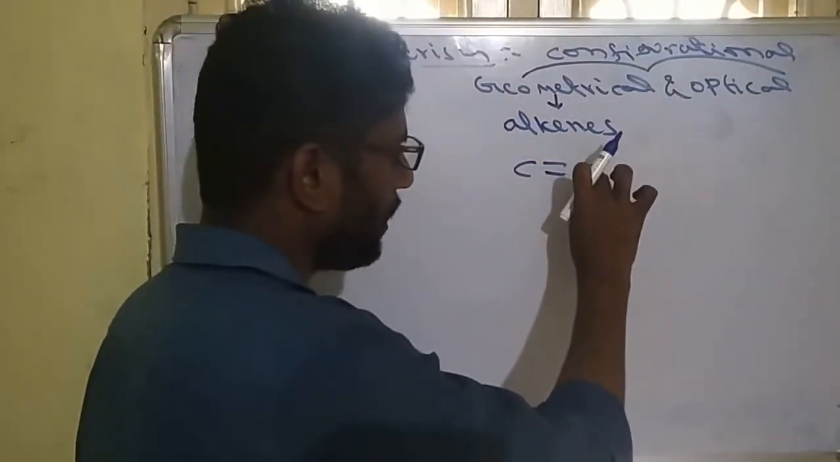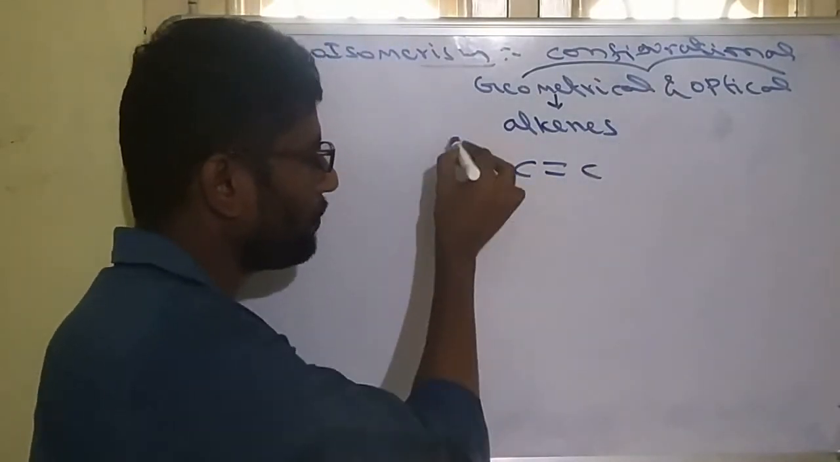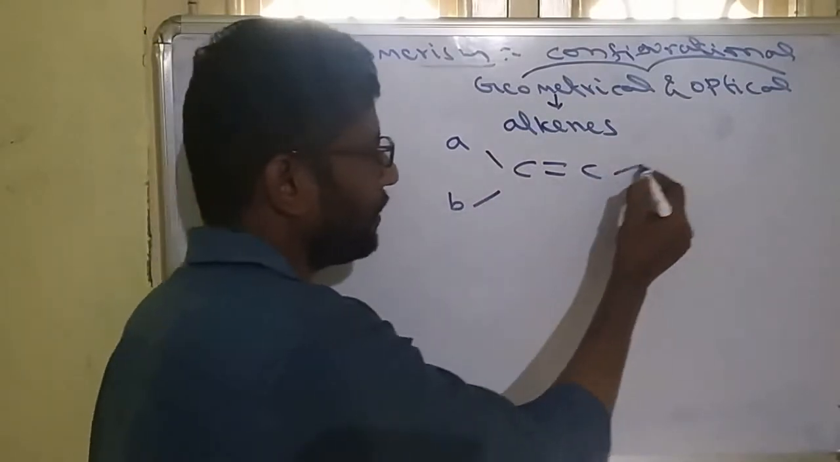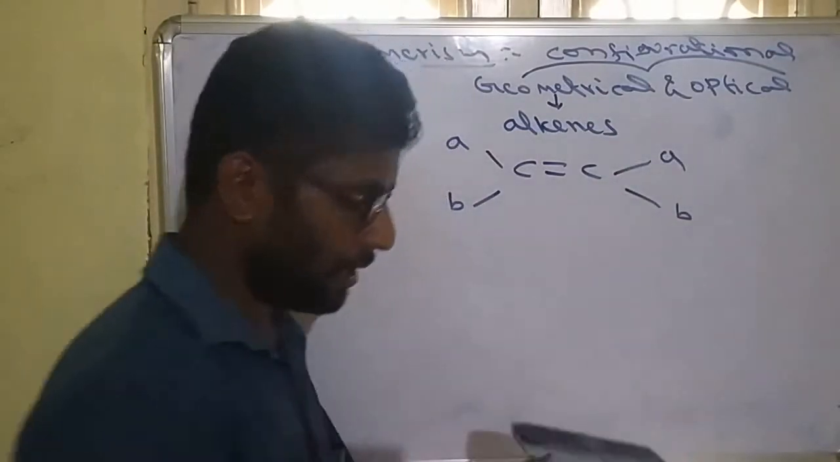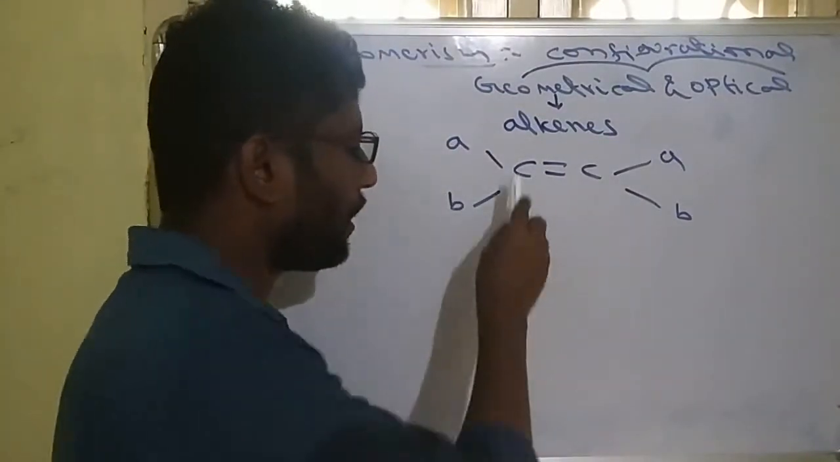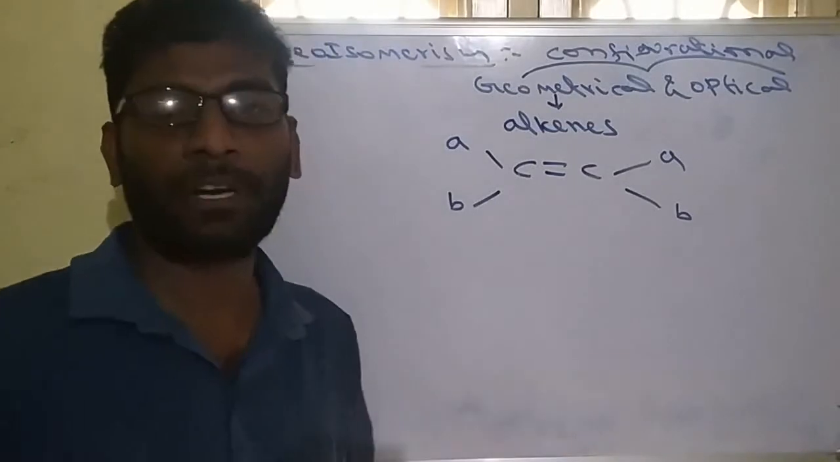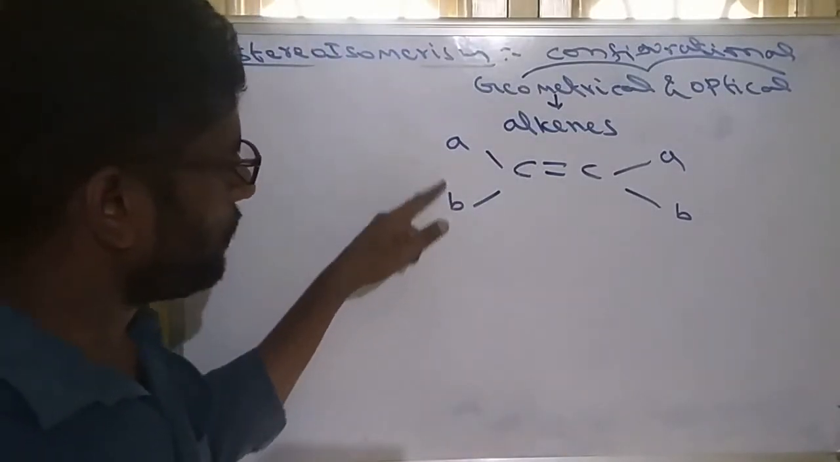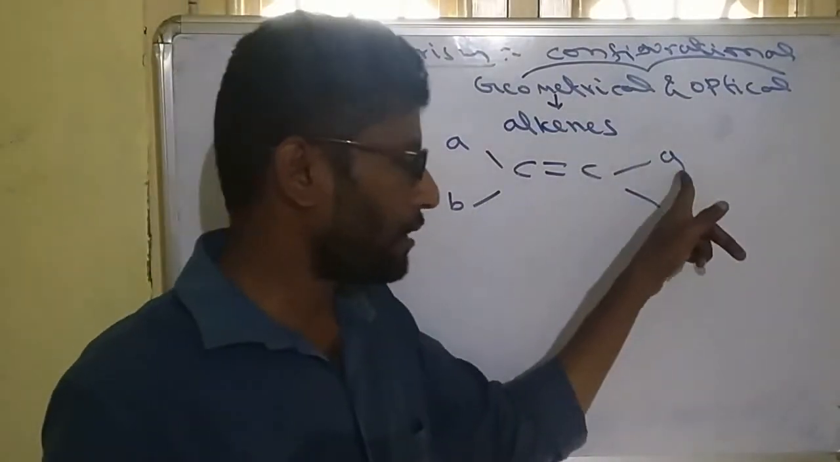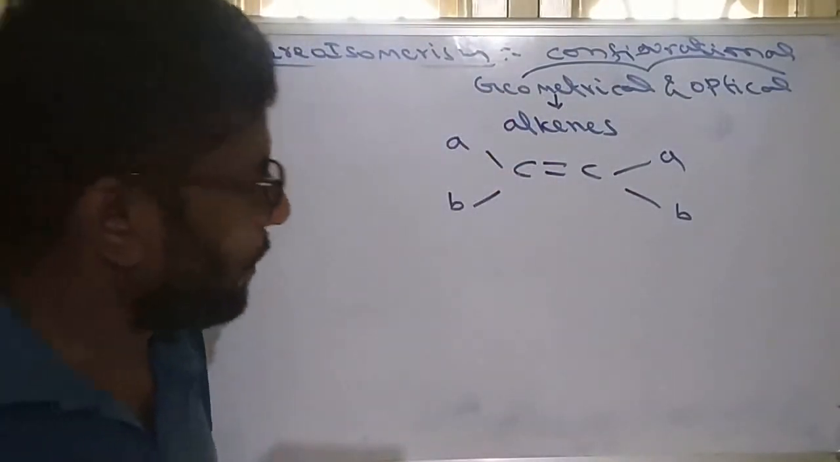Whenever a carbon-carbon double bond is there, and on that double bonded carbon atom different substituents are there, then they exhibit geometrical isomerism. So the condition: the double bond must be there, and if the substituents on the double bonded carbon are similar, it does not exhibit isomerism. So there must be two different substituents on this carbon, and also two different substituents on this carbon, then the molecule will show geometrical isomerism.